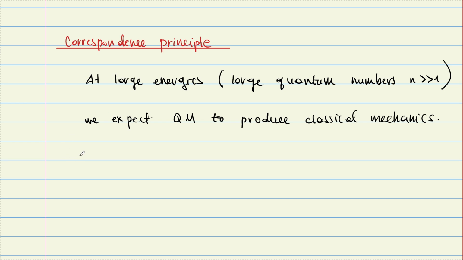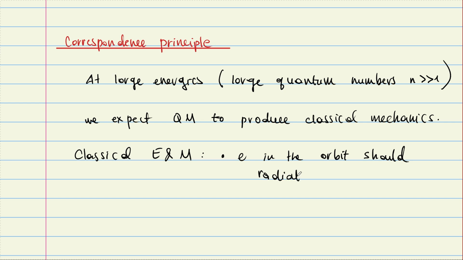So I need to remind you, from classical electrodynamics, electricity and magnetism, we know two things. First, an electron in the orbit should radiate, right? And we discussed this at length, because a circular orbit is a motion with acceleration, and a charge with an acceleration is supposed to radiate. That's the result from electricity and magnetism. But there is one more result.